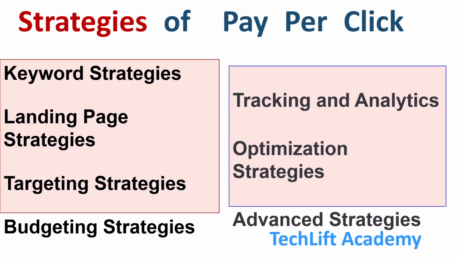Then we have what we call device targeting. Are you targeting mobile users? Are you targeting desktop users? So you also have to know how you should design your landing page and your pay-per-click ad so that you can actually target the right people.